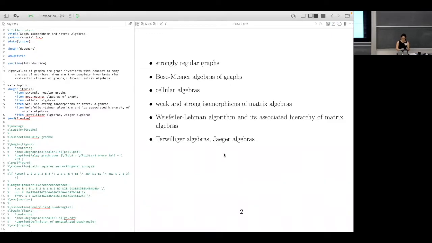And we will talk about some other algebras that occur later in the hierarchy of matrix algebras. And there are many open problems about how these algebras sit inside the associated hierarchy of matrix algebras or the Weisfeiler-Leman algorithm.